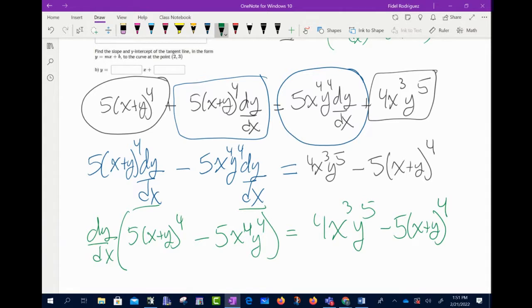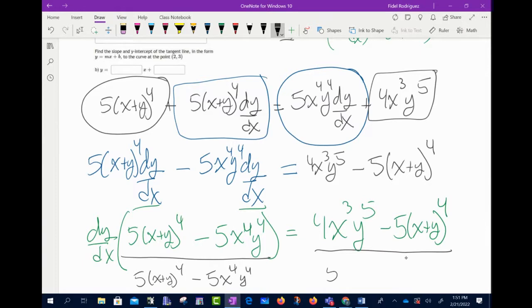So far, so good? Okay, one last step. What do we say the last step is? Divide. We're going to divide by that whole big thing right here: 5x plus y to the fourth minus 5x to the fourth y to the fourth.